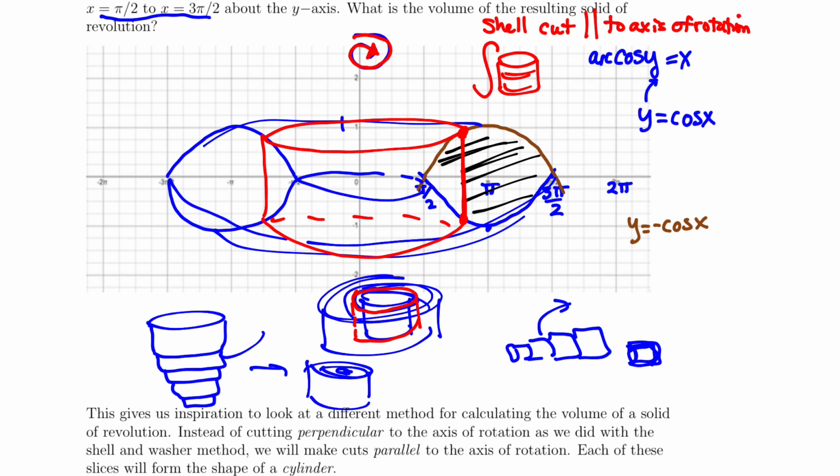So what that means whenever you employ the shell method is you will integrate with respect to the variable opposite what you're going around. So if you are going about the y-axis, that means you're going to have to integrate with respect to x. And my limits will be x limits. Do you see what I'm saying? So those are the two big things that you want to recognize with the shell method. Number one, your cuts are parallel to your axis of rotation. Secondly, you will be integrating with respect to the variable opposite that which you're going around.